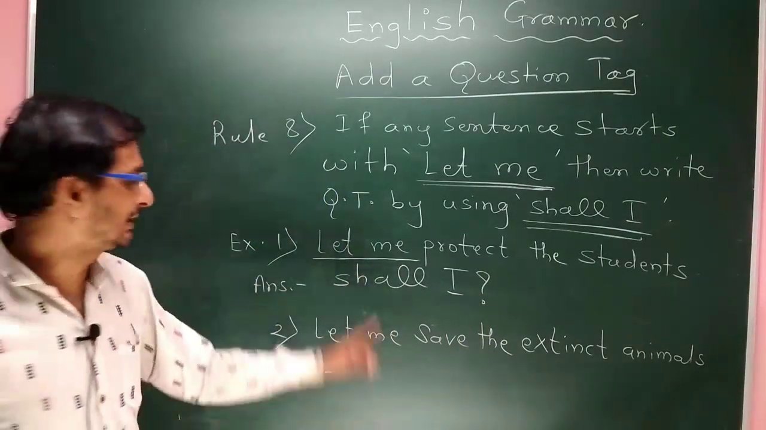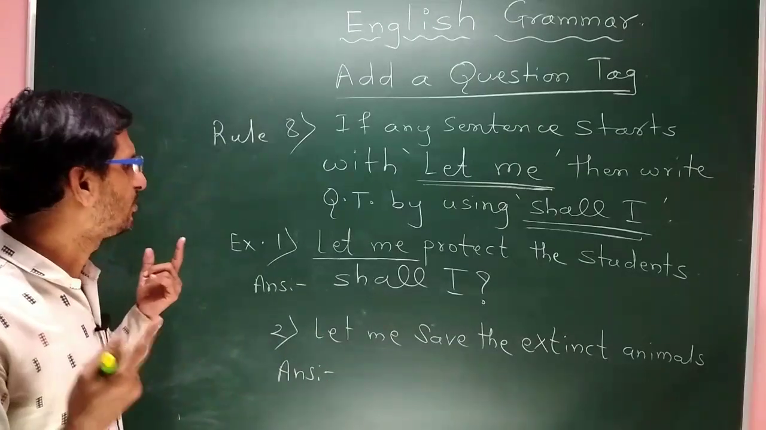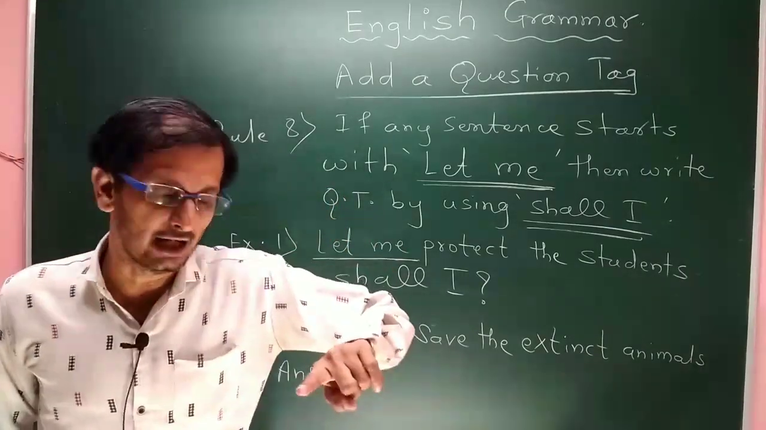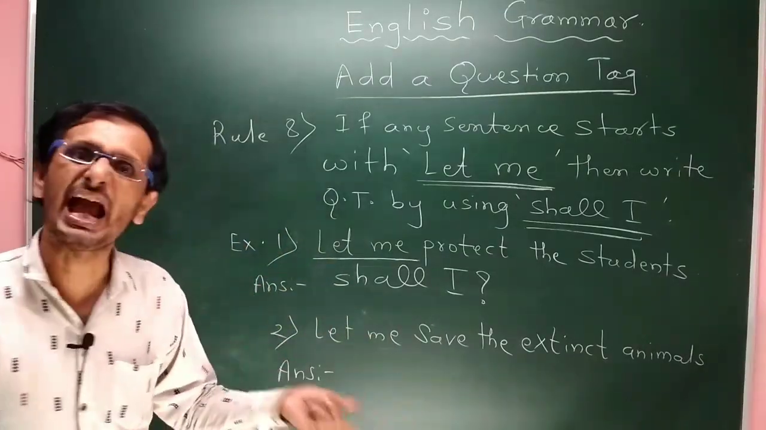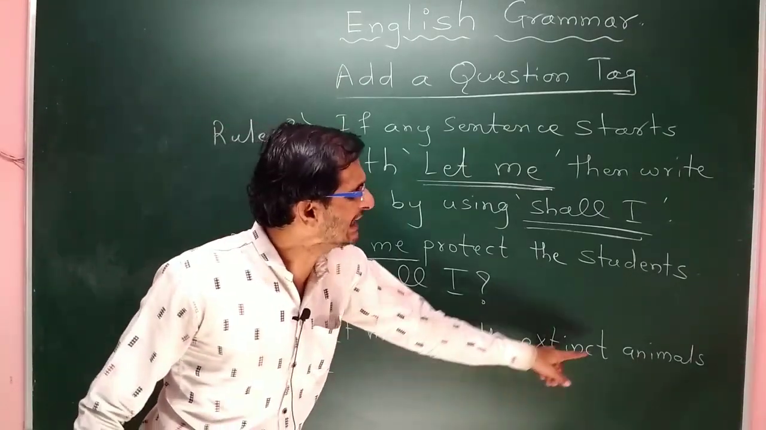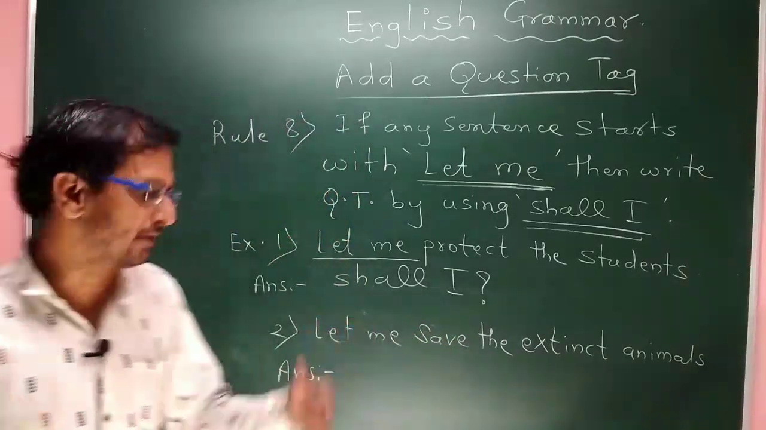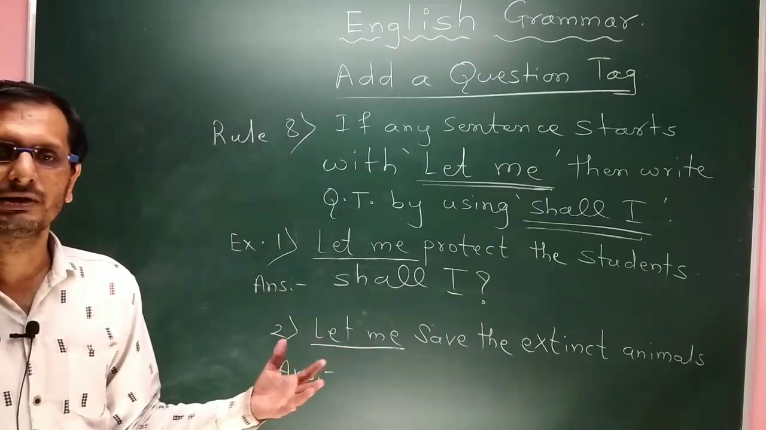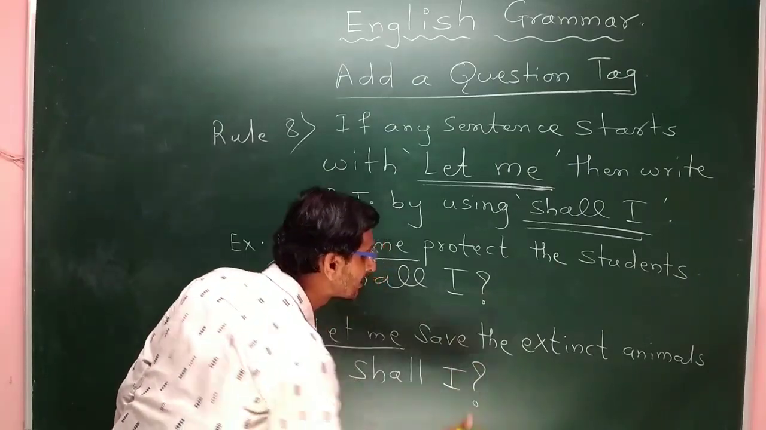When the sentence starts with "let me", then don't look for any main verb, helping verb, or tense of the sentence. Then you directly write the answer, that is nothing but "shall I" and a question mark. When it starts with "let us" or "let's", then "shall we", and when it starts with "let me", "shall I". That is the difference between rule number 8 and rule number 7. Let me save the extinct animals, or extinct species. It doesn't matter. The sentence starts with "let me", so obviously the answer will be nothing but "shall I". So you have to remember and understand this rule.